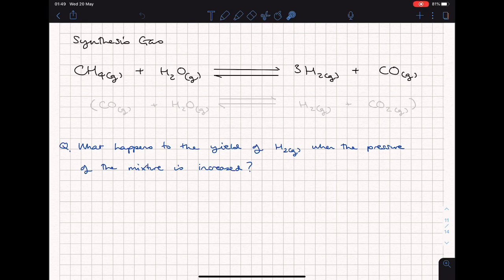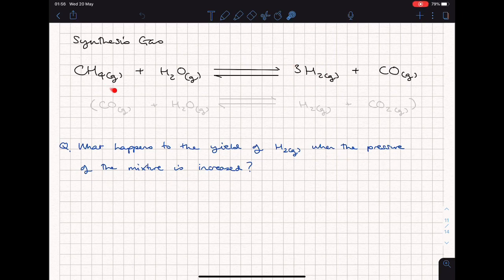So here we got an equation which describes what we call synthesis gas, which is a method of making hydrogen from natural gas. There's actually two steps in the industrial process, but I'm going to look at the first one here. So we're converting methane and steam to hydrogen gas and carbon monoxide. And the question says, what happens to the yield of the hydrogen when the pressure of the mixture is increased?